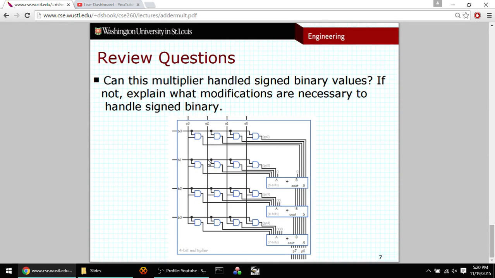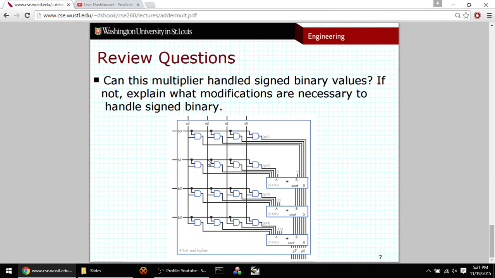So let's multiply. We get 0, 0, 1, 1, 1. But I'm saying sign extend this out to be the same length as your result. If I expect my result to be 7 bits, I'm going to sign extend this out to 8 bits. That's fine. Then I've got a whole bunch of zeros, so that's easy.